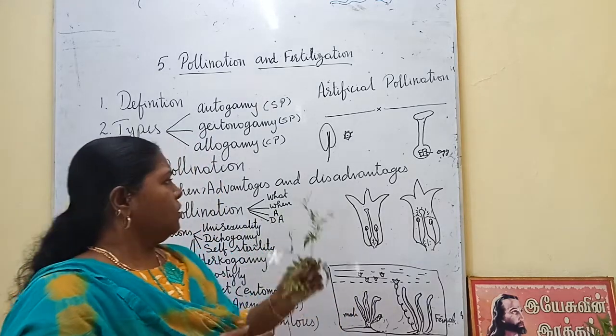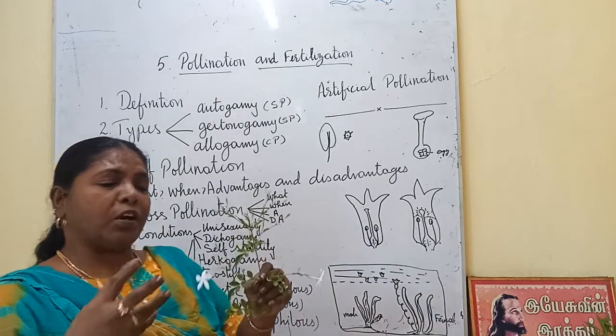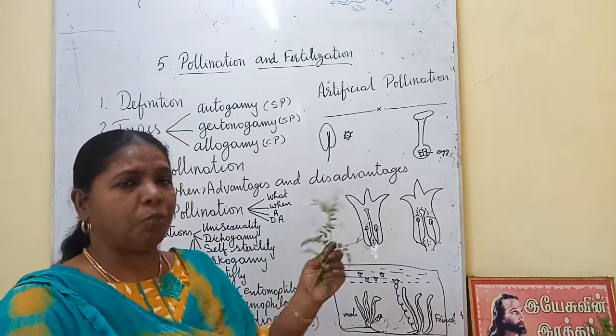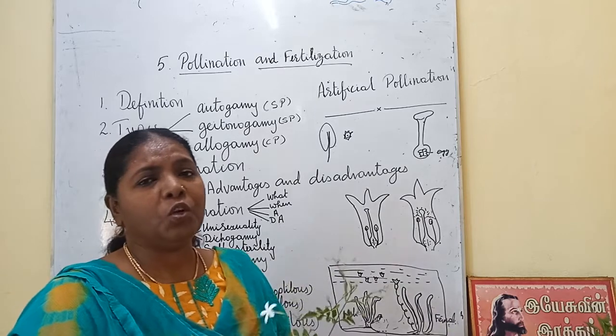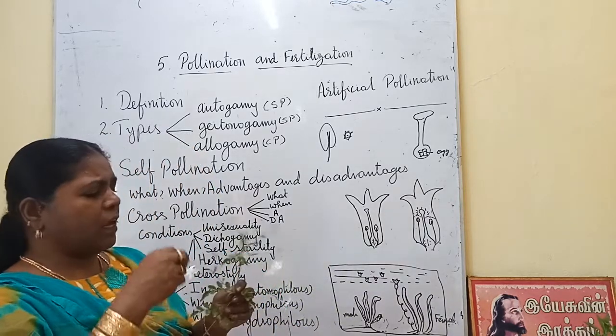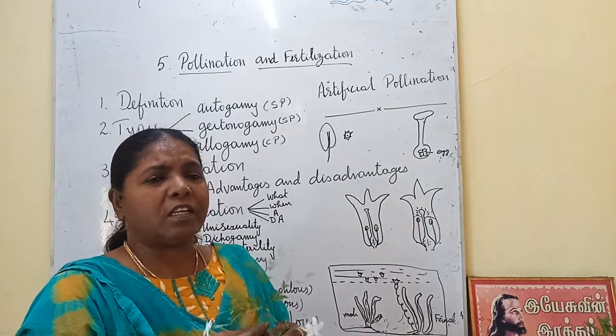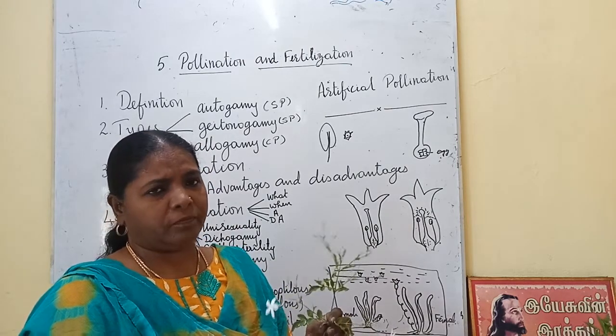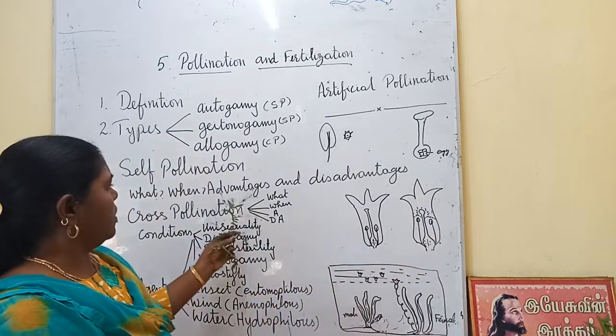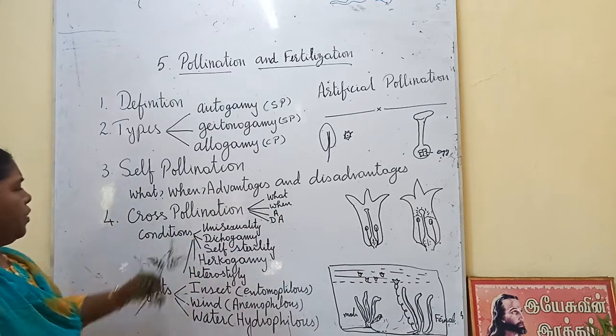Okay, so there is no chance of production of new varieties in self-pollination, and where any unnecessary characters are present, they cannot be removed in self-pollination. So all these are the disadvantages of self-pollination.